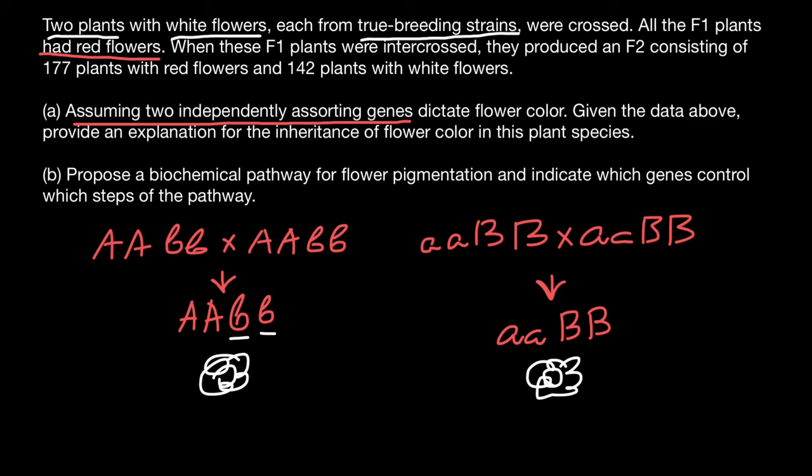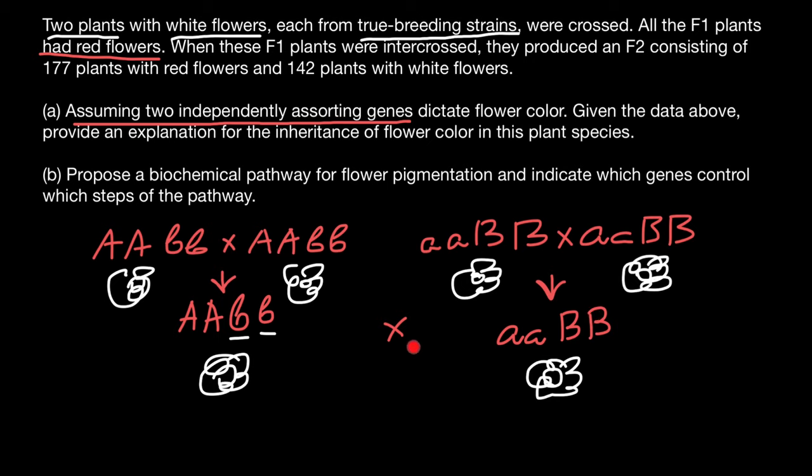But now take a look at what's going to happen if we cross these true breeding strains. We call this true breeding because when we intercross them, the phenotype of the progeny is going to be the same as the phenotype of the parents. So white flowers here, white flowers here, and white flowers here. So this is what we call true breeding. And now imagine what's going to happen if we cross these two strains. You may think that this is going to be the F1 generation. No, this is just a demonstration of what true breeding means.